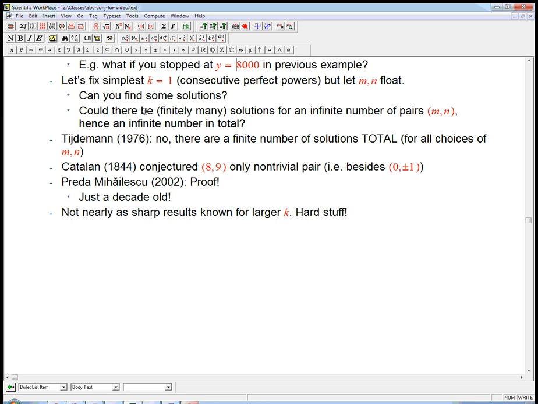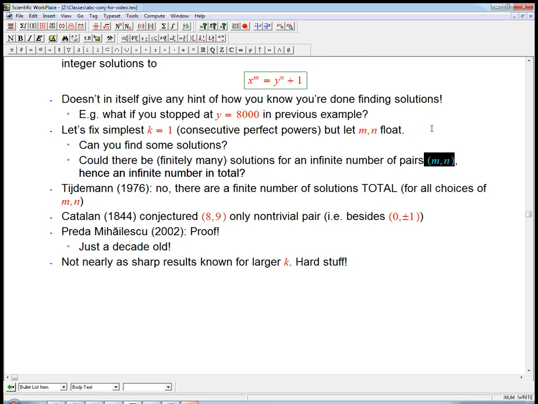Before I tell you what the answers are, could there be finitely many solutions? Well, could there be solutions? For each particular choice of powers in this equation, Siegel says there's only a finite number. But since the m and the n are free to float, I can look at any exponent pair. Maybe there's an infinite number in total. Well, in 1976, there was a result that says there's actually just a finite number of solutions total for all choices of m and n.